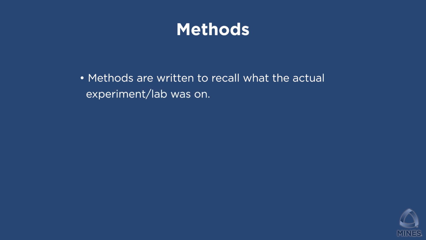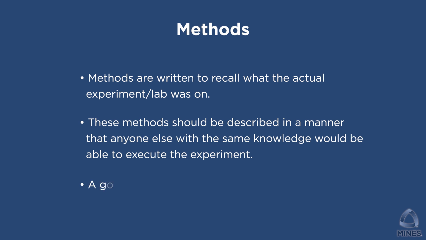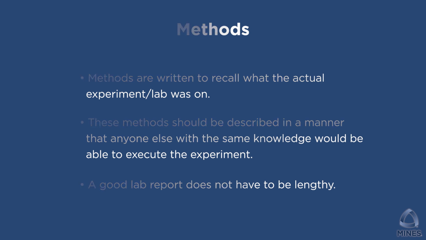First, the methods are written to recall what the actual experiment or lab was on. It should be described in a manner that anyone with the same knowledge would be able to execute it. Usually, lab courses have methods that are already provided with them. Typically, the best approach would be to transfer the main points from the pre-given methods into much more condensed language. Something important to mention is that a good lab report does not have to be lengthy. If the same information can be conveyed in fewer words, that is ideal and helpful in the time spent writing.